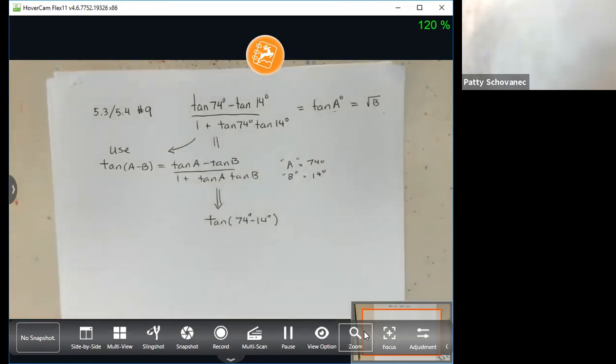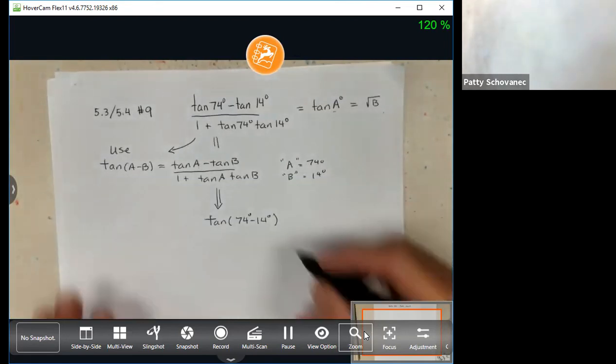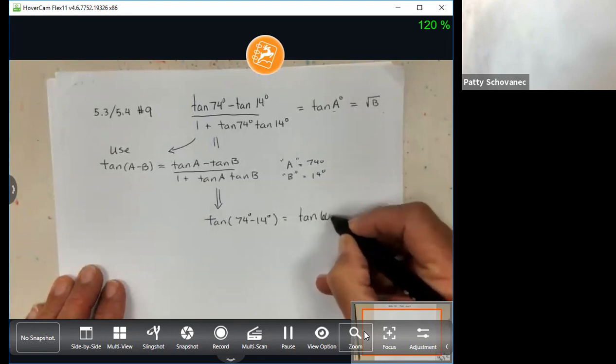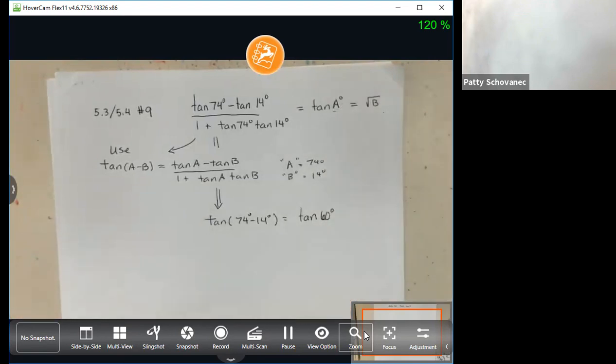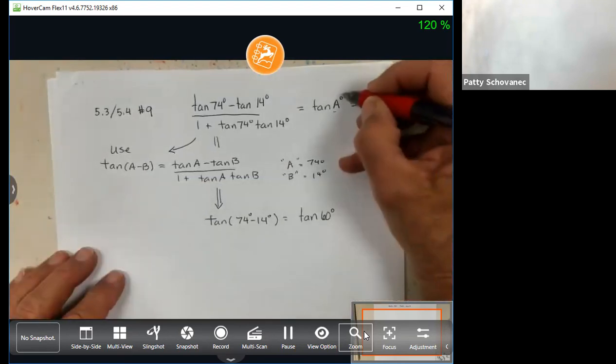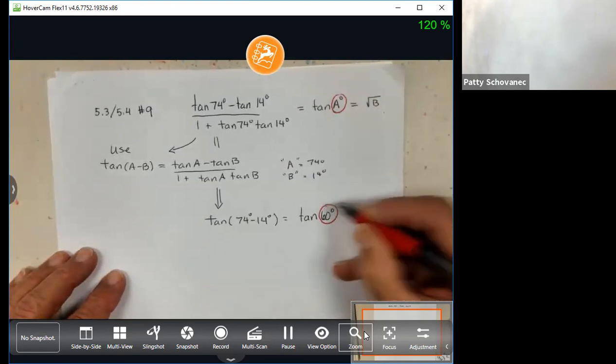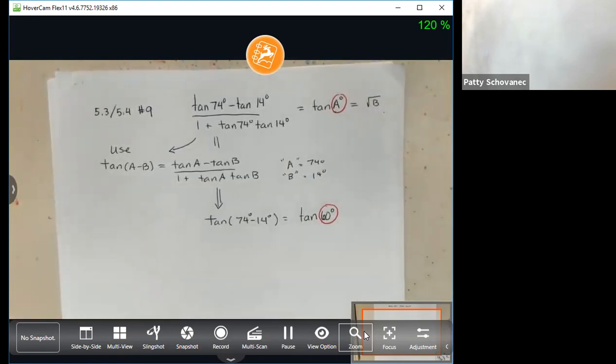And if I do the subtraction, 14 degrees from 74 degrees is 60 degrees. So this A right here is 60 degrees. Now let's figure out the tangent of 60 degrees.